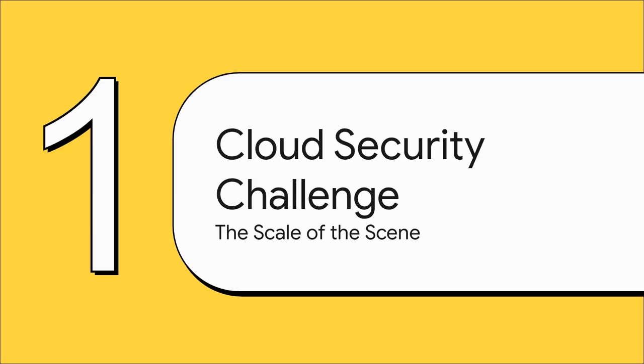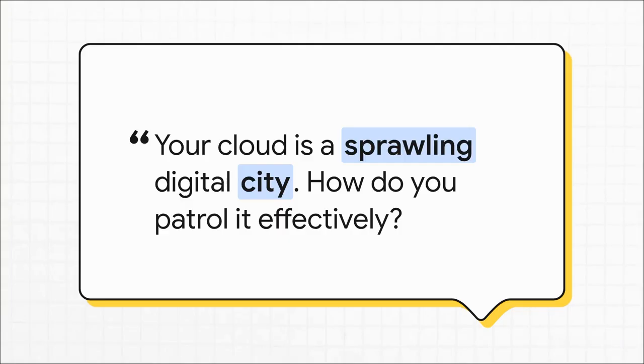So first things first, let's really get our heads around the scale of our crime scene. A modern cloud environment isn't just one server tucked away in a closet. No, it's a living, breathing ecosystem with countless services, users, and data points all interacting at once. Let me paint a picture for you. Think of your cloud environment as a massive, sprawling digital city. You've got public parks, you've got private skyscrapers, superhighways of data, and millions of citizens, your users and apps, moving around 24/7. Now, how do you even begin to patrol a city like that effectively?